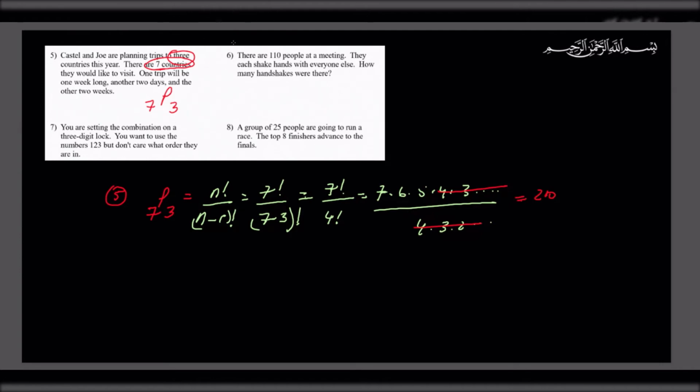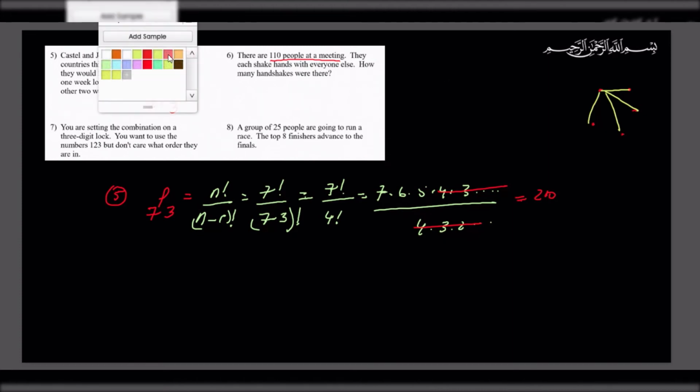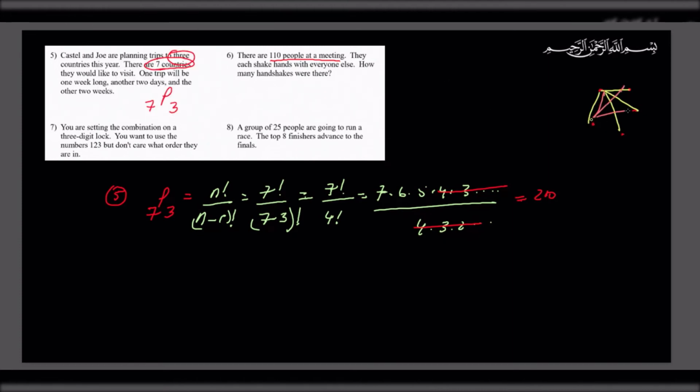Now question number 6 here says there are 110 people at a meeting. They each shake hands with everyone else. How many handshakes were there? Now this is a very popular question, because it's kind of cool to understand how many different handshakes there are. If you have like 5 people, this person shakes hands like this, right? And then you have the other 5, and then this one will shake hands like this. But then you'll see these are the same, correct?